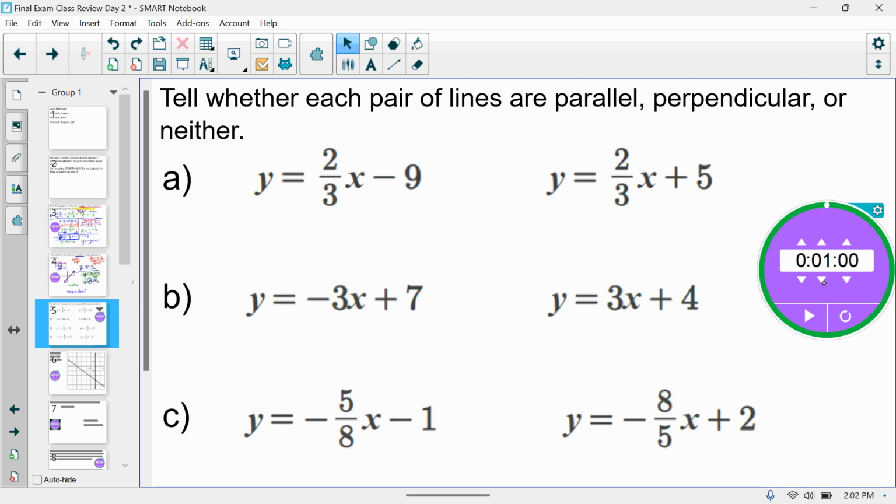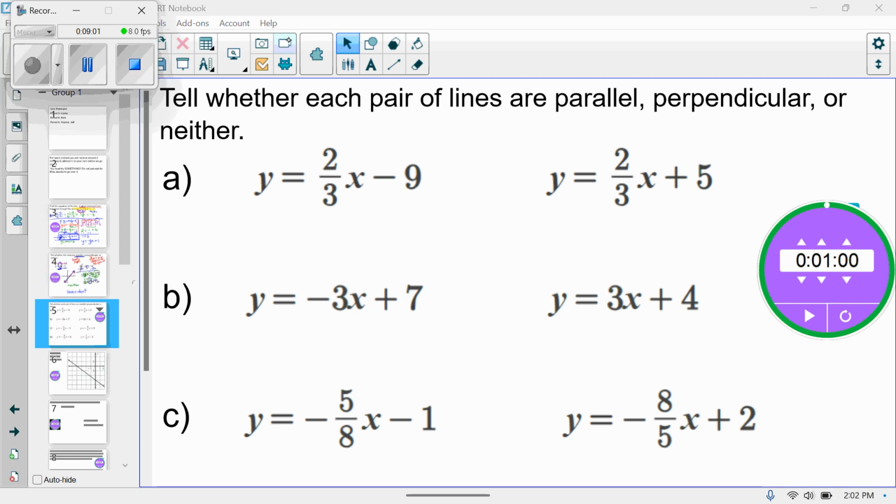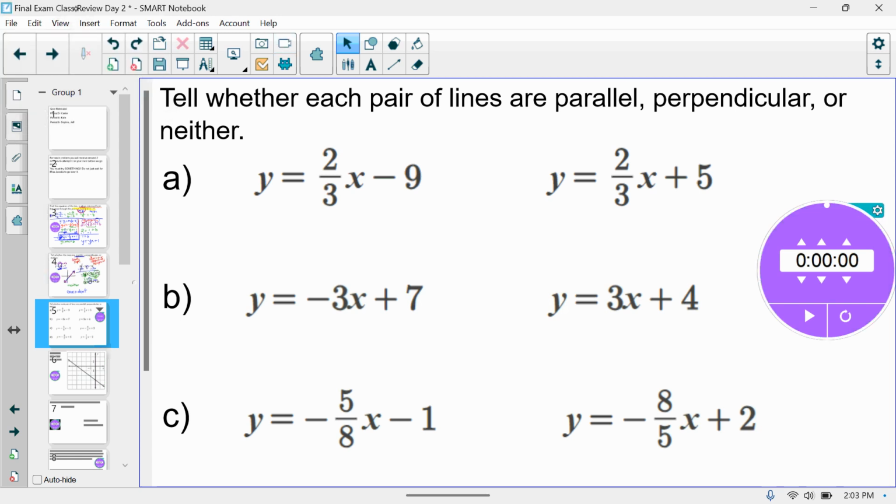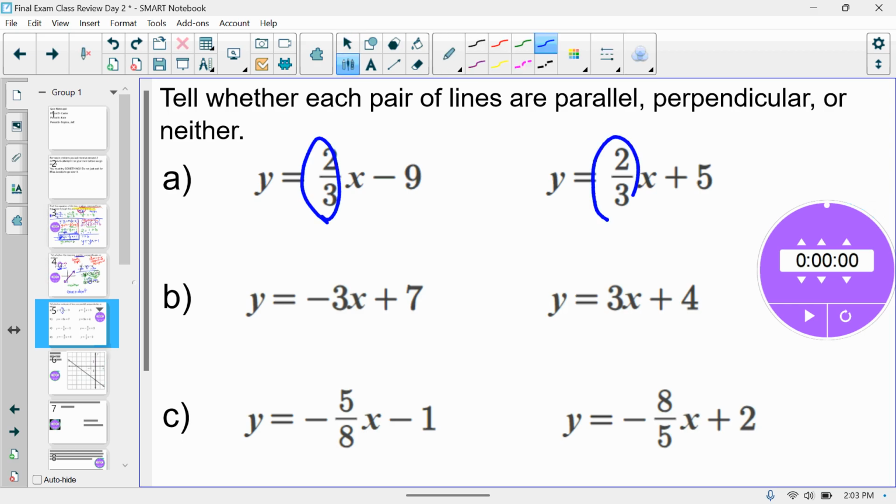And then what about B? We should be able to do it in just about a minute because we don't really have to do any math, because it's already in slope-intercept form. All right, let's look at the first pair of lines. The slope of this one is 2/3, so is the slope of this one. And they don't have the same y-intercept. So if we graphed it, we would see something like this.